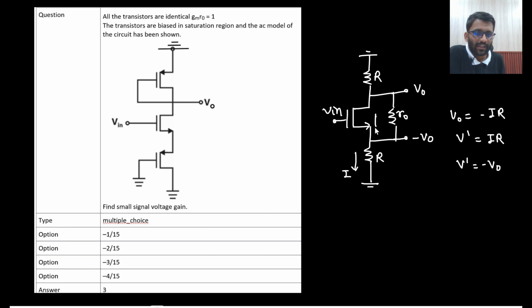Right? So what will be the current in this MOS? That would be Gm times V in plus V0. Right? Because Gm VGS will be the current. So Gm times V in plus V0.